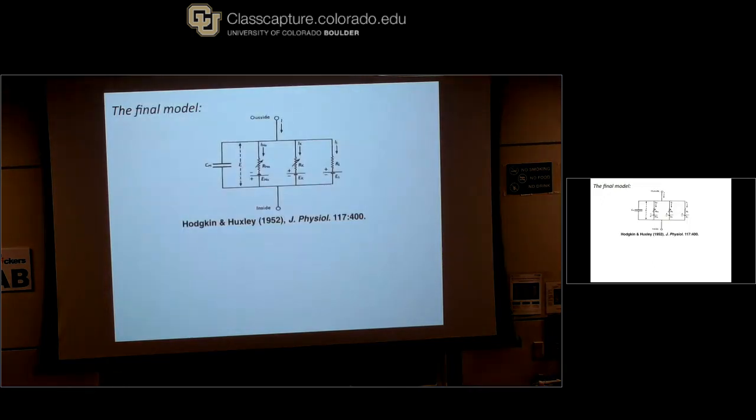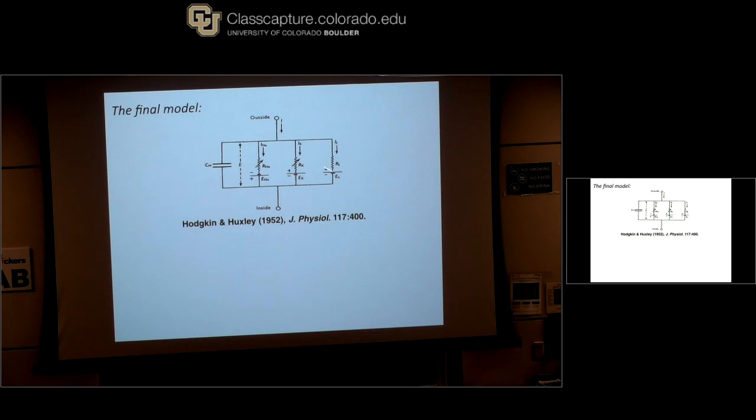So here's the final model that Hodgkin and Huxley put forward. Here is the membrane capacitor, and then they said there are various parallel batteries, which are the Nernst potentials of these various ionic species, and these resistors with this potentiometer-like symbol with an arrow on it, which means the resistance can change. Resistance changes with voltage, and it also has some dynamics over time. And then this is the one that doesn't change with voltage. This is called the leak.